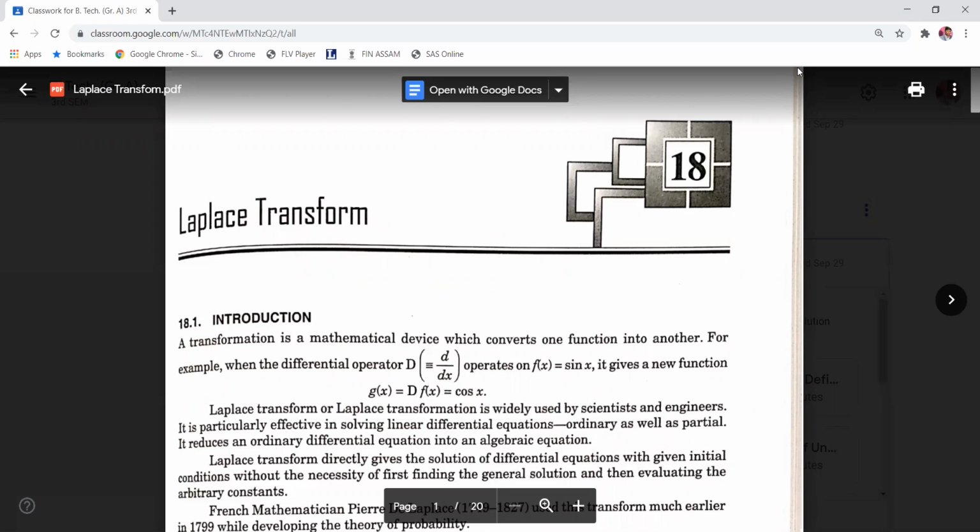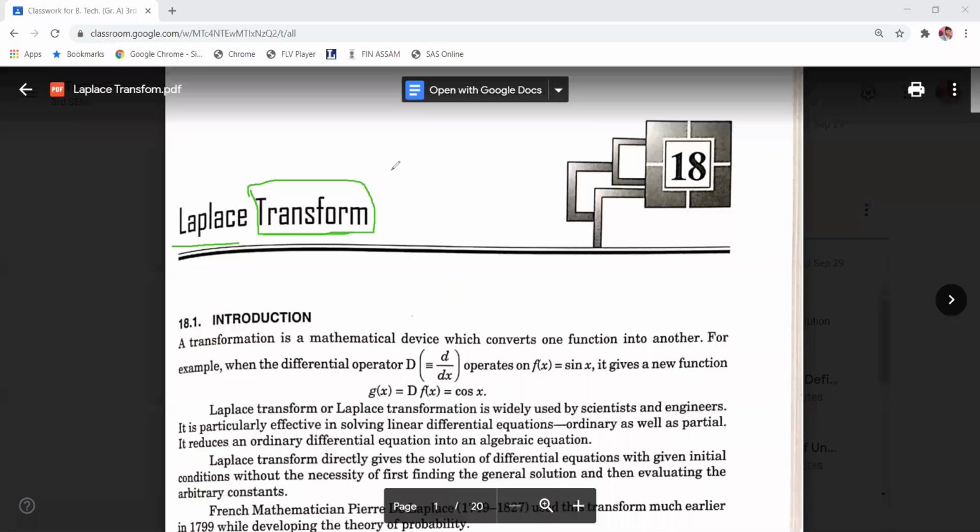Okay, let's start. Now, Laplace transform. The word is Laplace transform. So, what is the meaning of transform? Just forget about what is Laplace. Now, transform. What do you mean by transform? Whenever you say transform, that means you are transforming something to something. You are changing something to something.